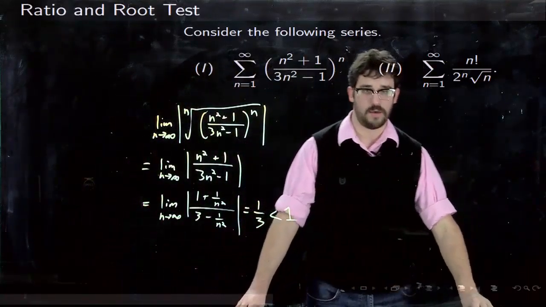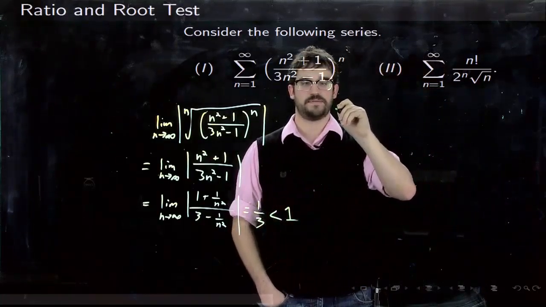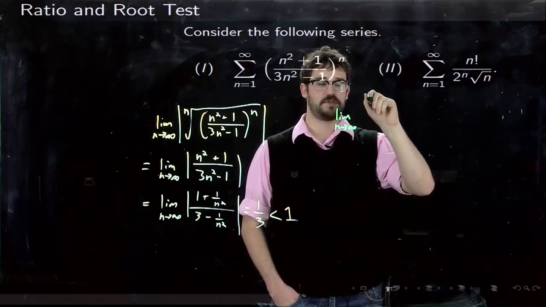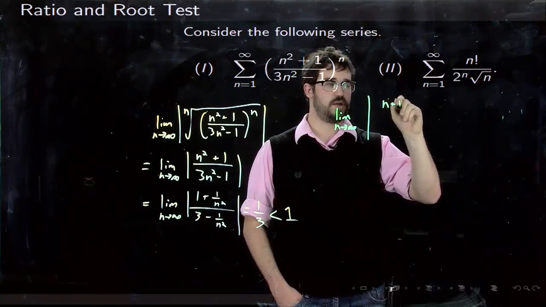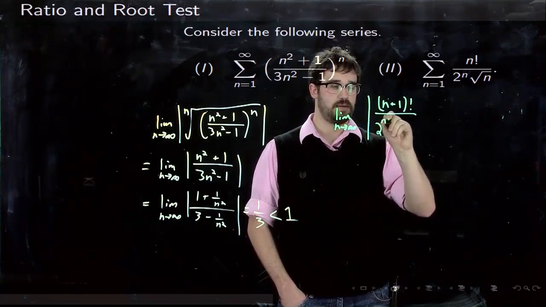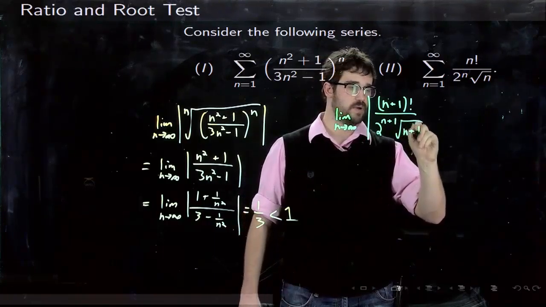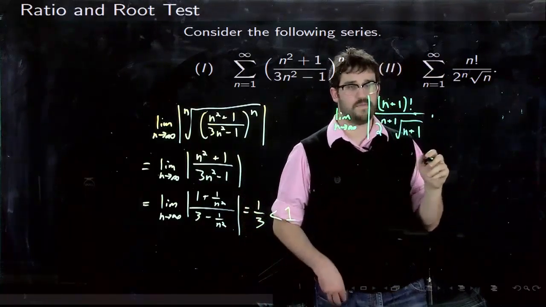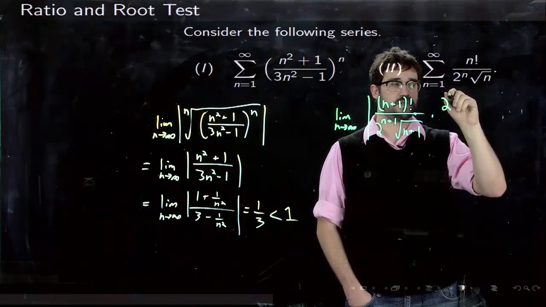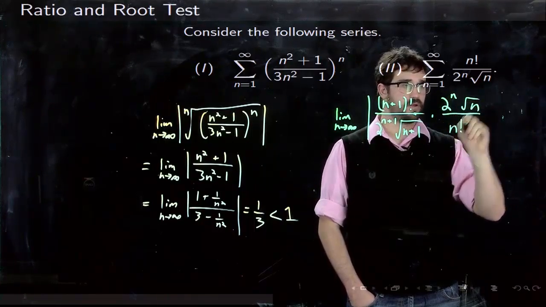Now, let's think about the ratio test for this one. Let's take the limit as n goes to infinity of the absolute value of n plus 1 factorial over 2n plus 1 and the square root of n plus 1 times the reciprocal of this, which is going to be 2 to the n square root of n over n factorial.